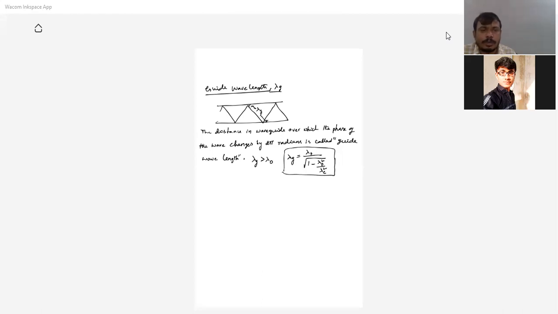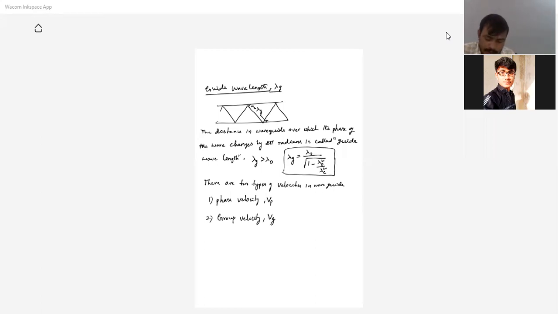Then you have the velocities. There are two types of velocities in waveguide. One is phase velocity, which we denote with Vp. Another one is the group velocity, that is Vg.